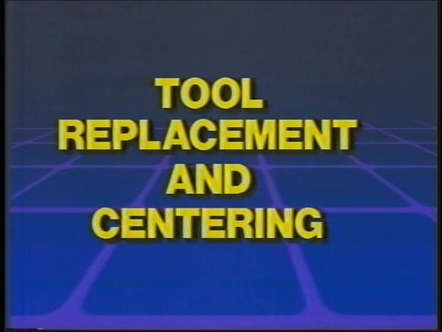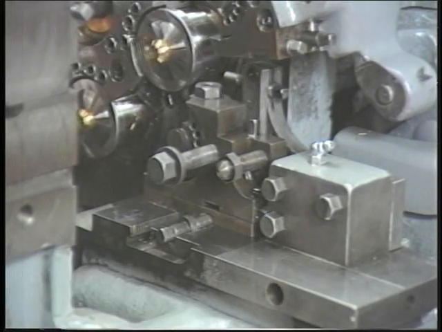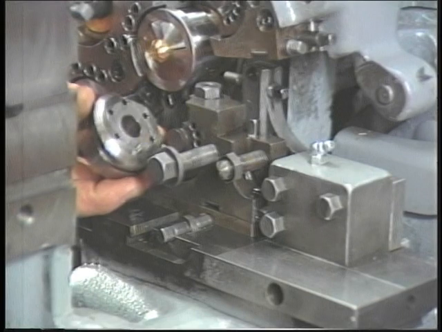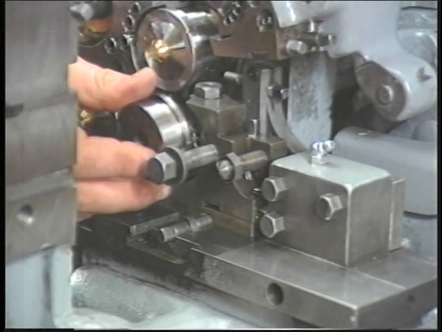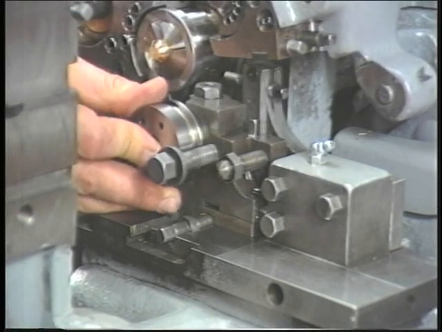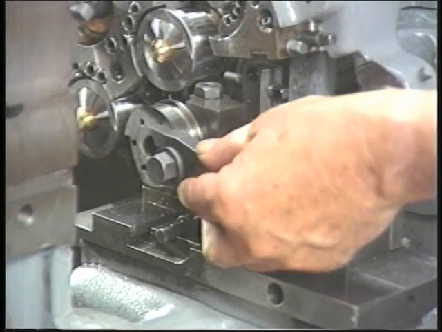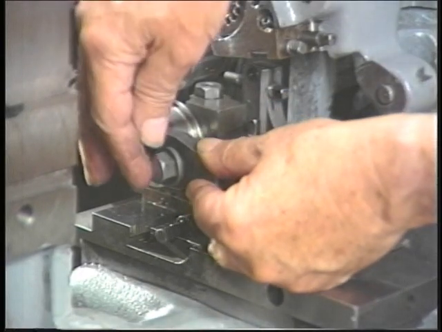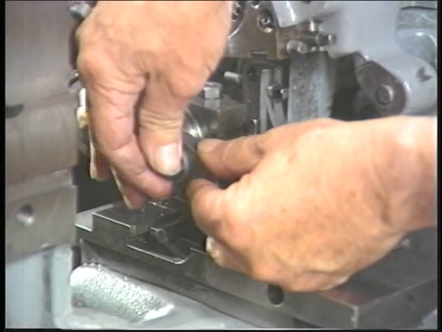Tool replacement and centering. To put the tool back into the rear tool post, follow this procedure. Clean the tool pocket. Note the pin inserted in the tool. Then note the pinholes in the half-moon shaped tool adjusting plate. Slide the pin in the tool into the hole in the tool adjusting plate that will bring the tool closest to center. Insert the tool clamp under the tool clamp bolt washer and bolt head.